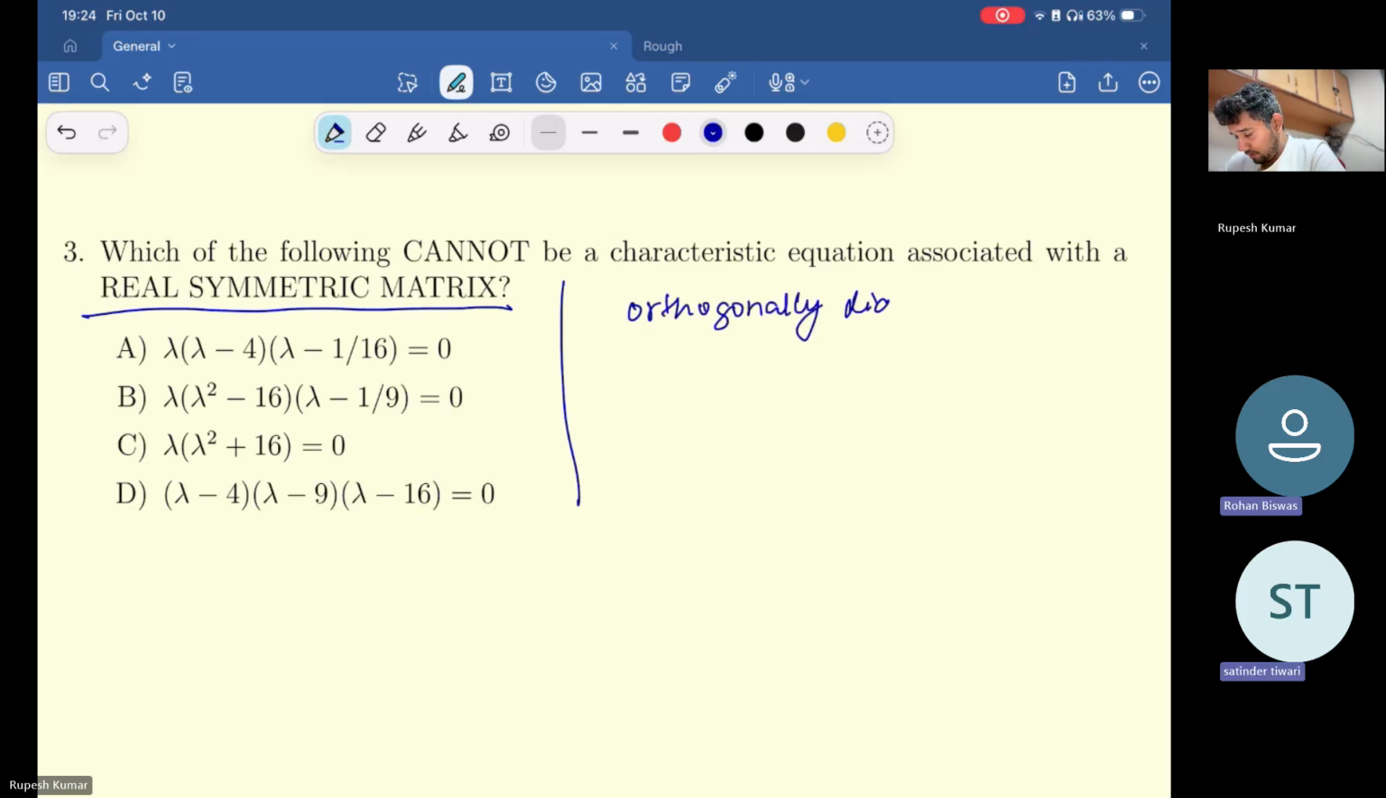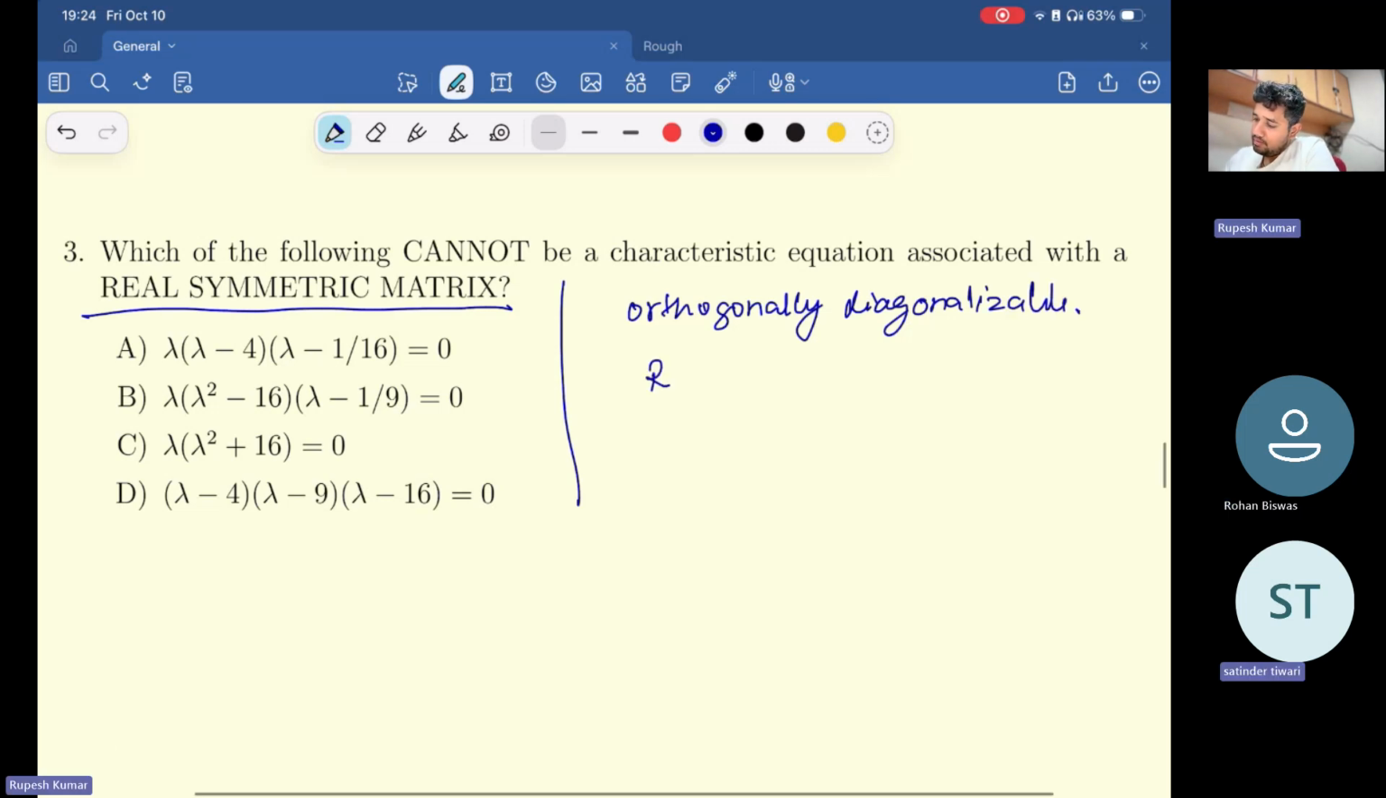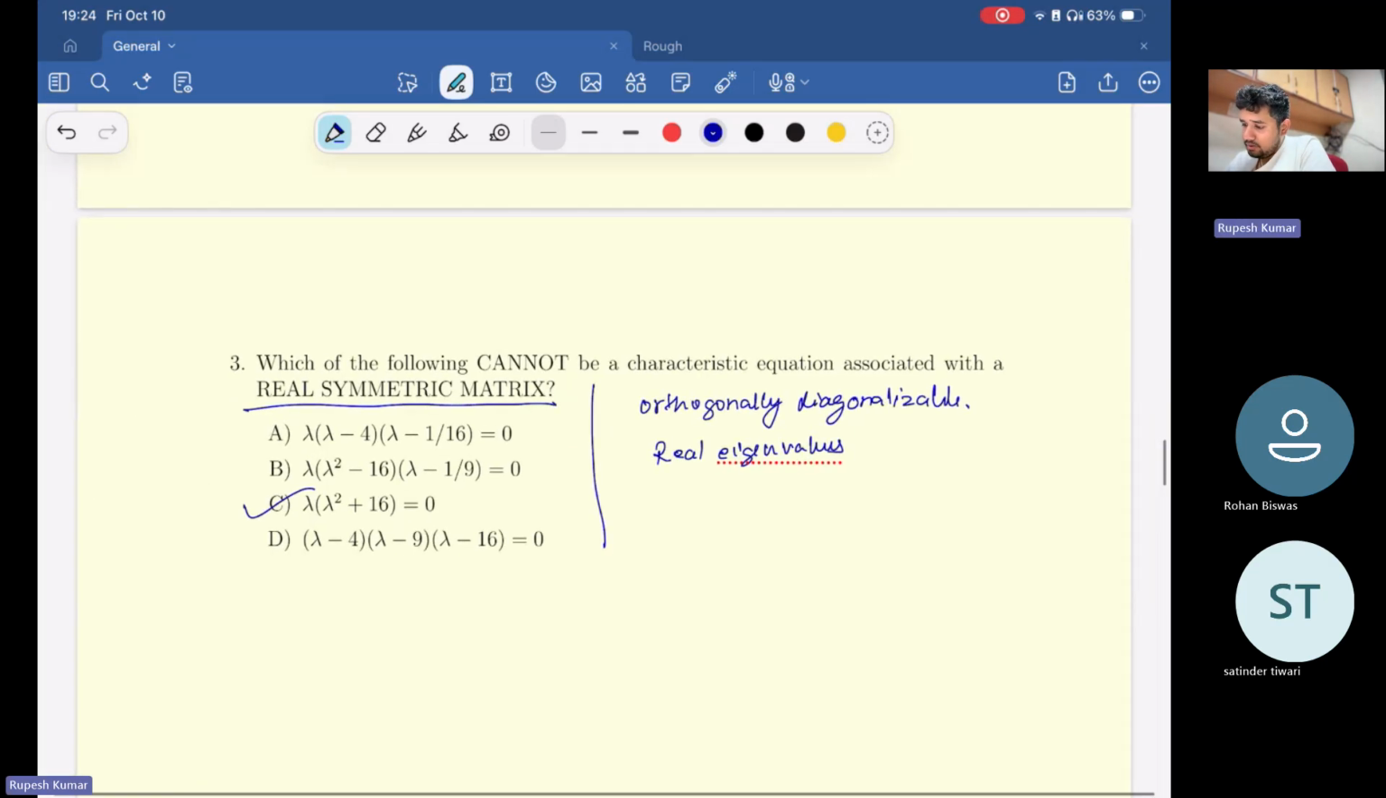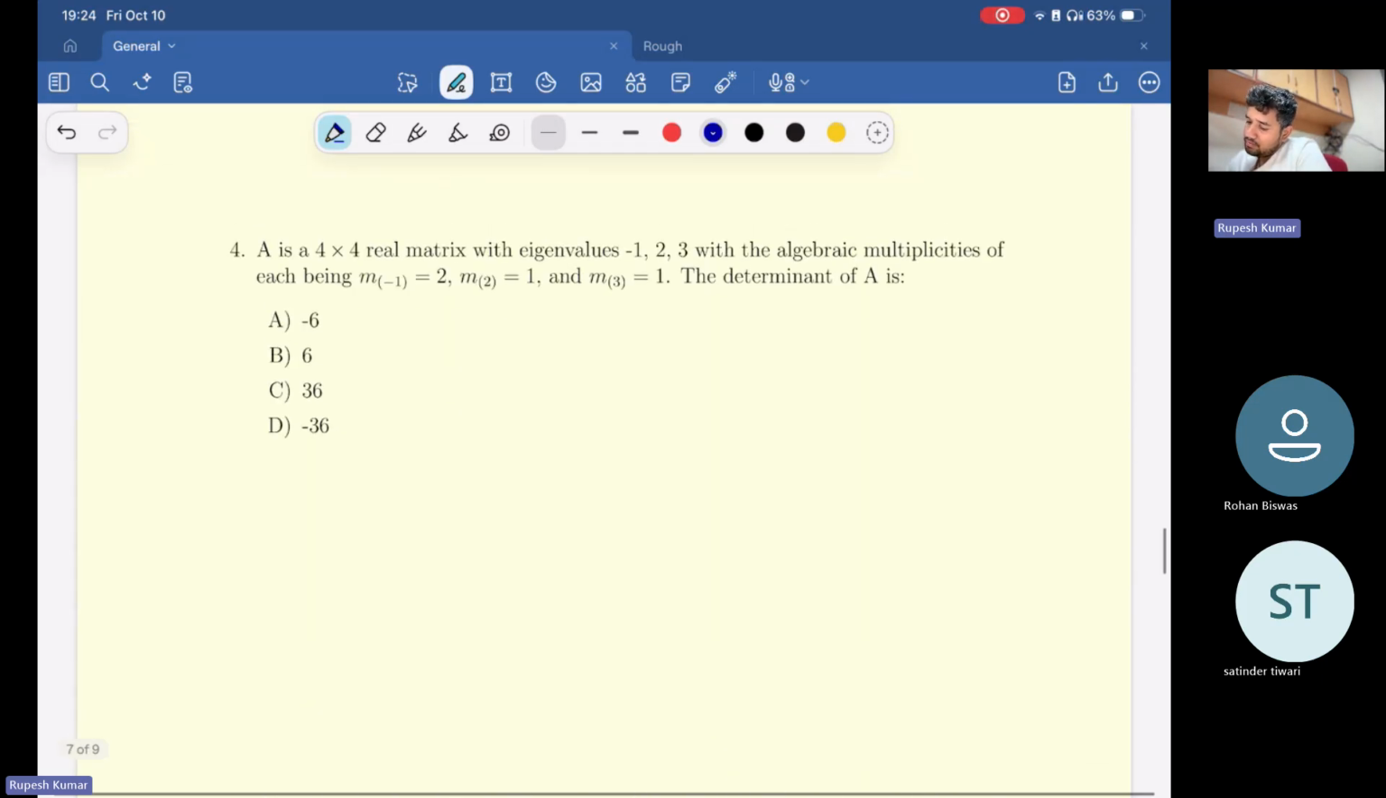Yes, sir. So option C cannot be because in that case lambda turns out to be an imaginary case. Right, you get real eigenvalues, right? So option C is correct. Great. So let's move on to the next question.